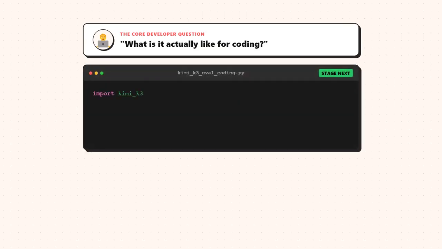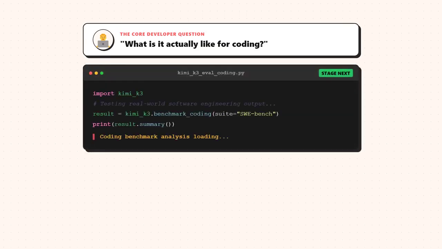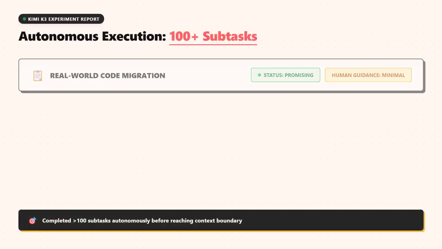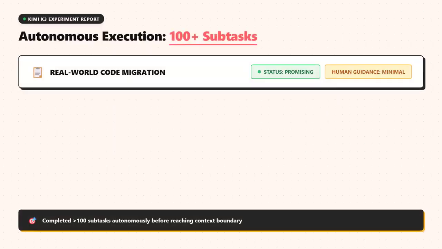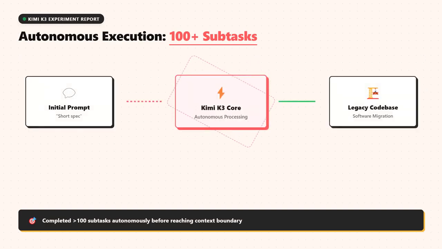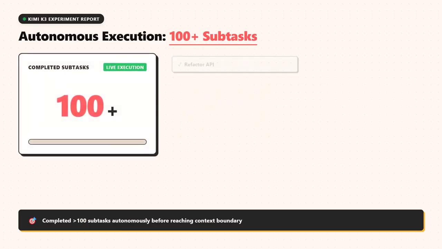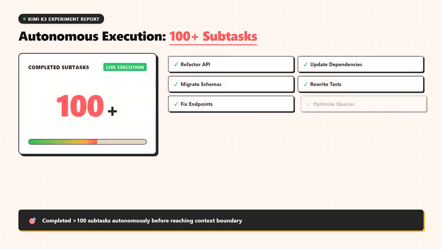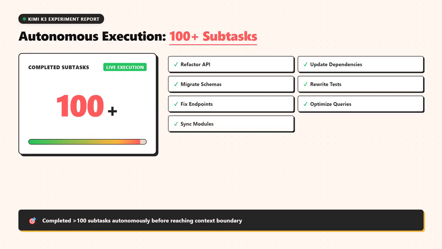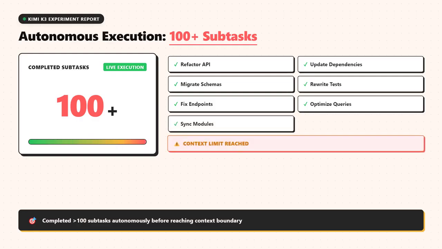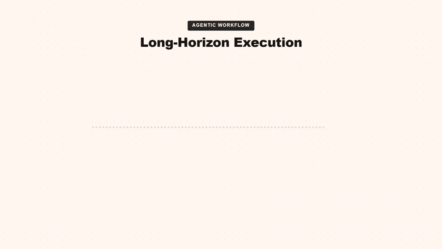Here's the part developers usually ask about. What is it actually like for coding? The reports in the supplied material are promising. In one real-world experiment, Kimi K3 continued working through a large software migration project with minimal guidance. It reportedly completed more than 100 subtasks from a relatively short initial prompt before the session ran into a context limit. That is the kind of long-horizon behavior developers want from an agent.